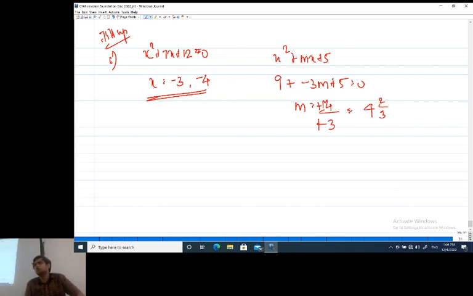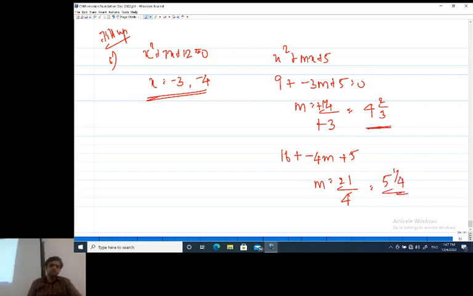That is, he says one root is common. So if I take minus 3 as the common root and substitute, what is the value of m? If I substitute the root minus 4, what value comes? Now if I take minus 4, what comes? 4 4s are 16 plus minus 4m plus 5. So m equal to 21 by 4. That is nothing but 5 1 by 4. So the value of m will be these two.